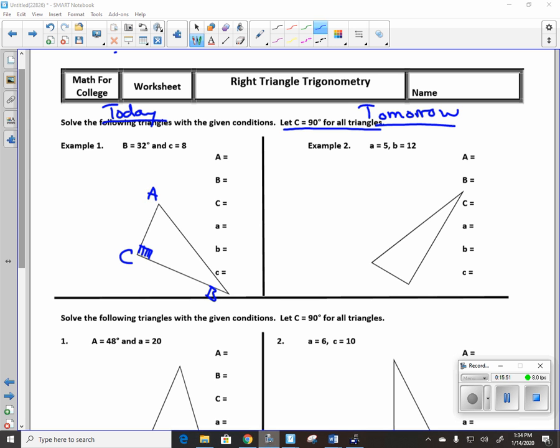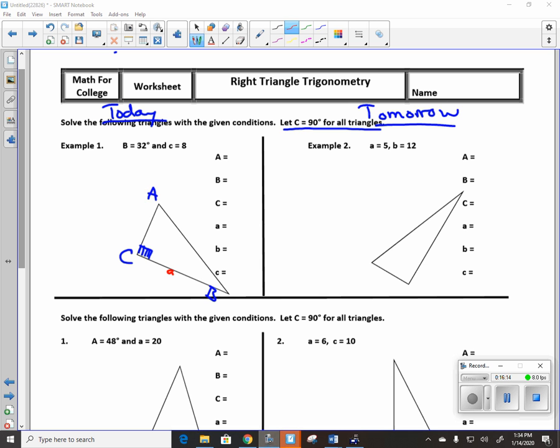Here we go. Everybody see how I have the angles? The angles are the capital letters. The sides are the smaller letters. Where do the sides go? They go opposite the angles. So side A goes opposite angle A. Remember that from geometry?